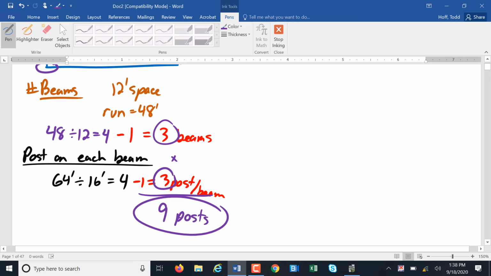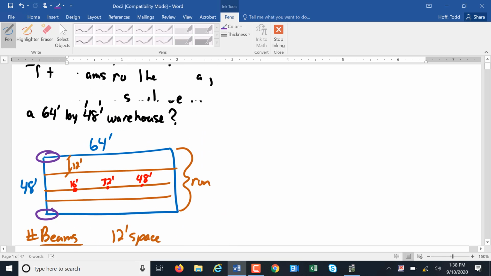So that's an important concept in construction and any sort of spacing problem. If you don't need them at the ends, you divide out the length by the spacing and you subtract 1. Now in this next problem, it's going to be the opposite.